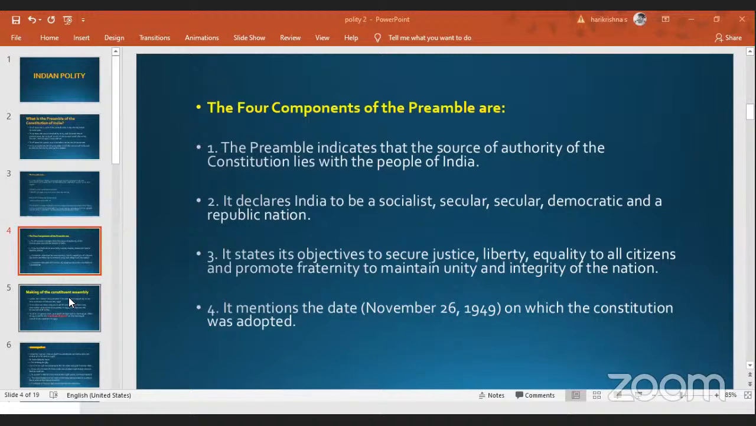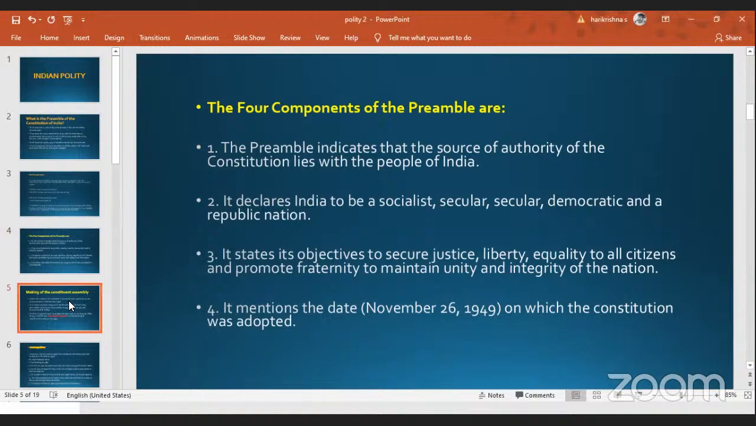Yes, can you see the slide? Making of the Constituent Assembly. Yes, sir, the slides are visible. So the four components of the preamble are on that slide in front. Okay, we'll discuss once more.